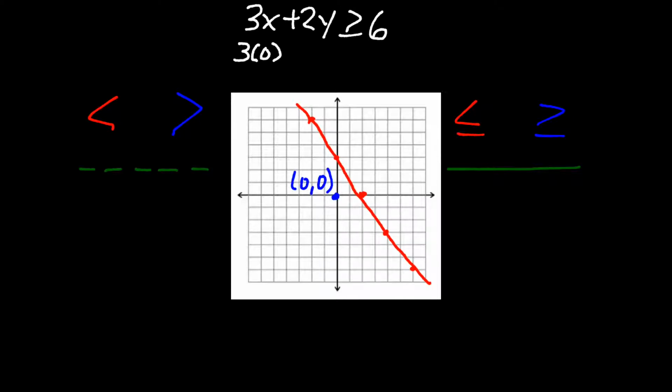3 times 0 plus 2 times 0 is greater than or equal to 6. This turns out to be 0 is greater than or equal to 6. And ask yourself, is this true? Is 0 bigger than 6 or equal to 6? And hopefully you say, no, it is not. So since the origin failed and gave us a false statement, I know I'm not going to shade where the origin is.